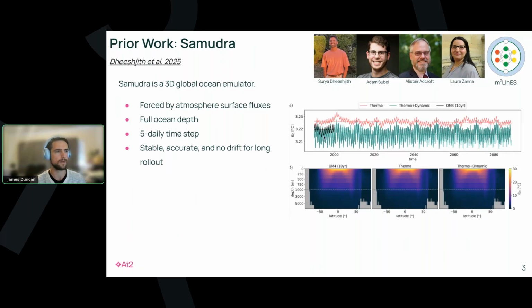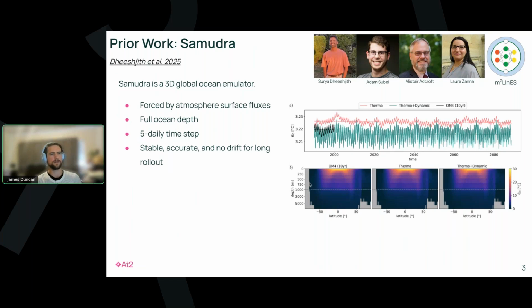You can see here, this is a global average time series of the potential temperature at the surface, and you can see that this is a very stable simulation, and also does a good job in terms of the vertical structure, which you can see in this bottom plot.